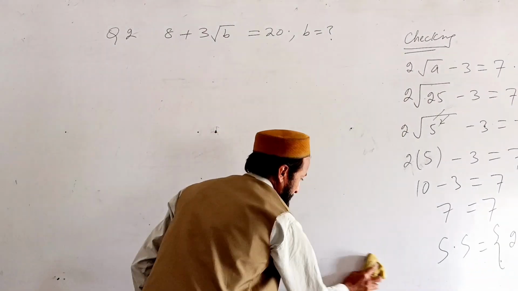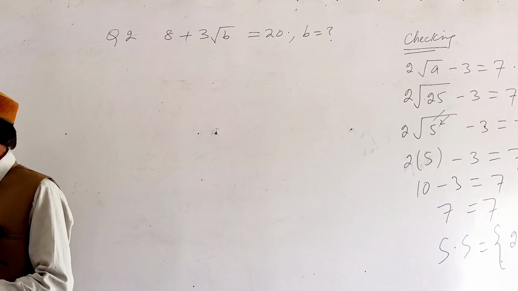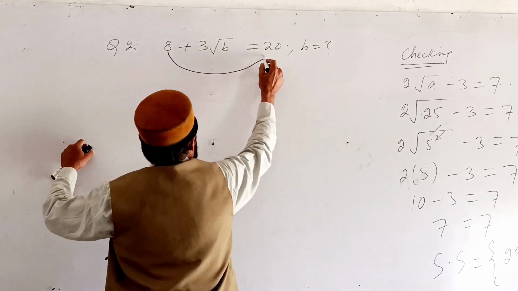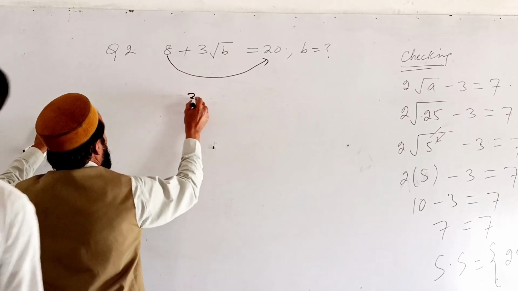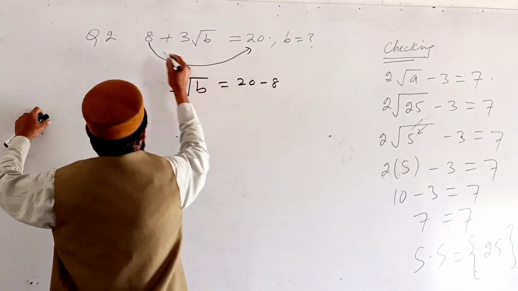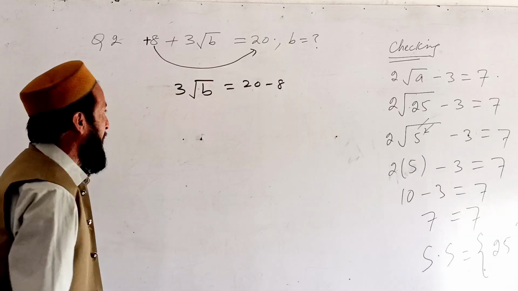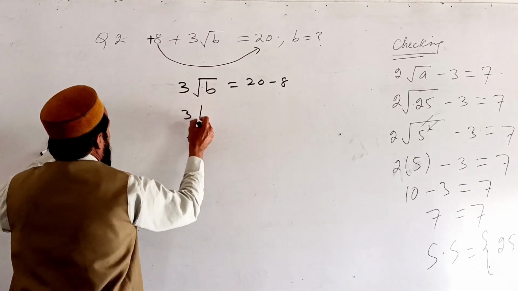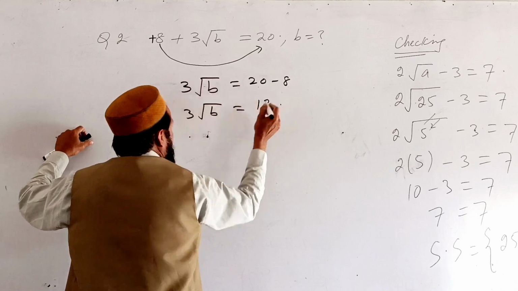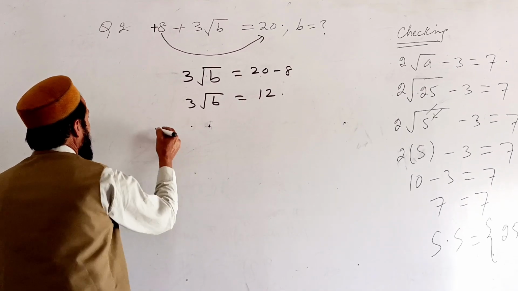So now we try to separate the variables and constants from each other. 8 is a constant, we transfer it to the right side, and its sign is also changed. 3 under root b is equal to 20 minus 8. Now we subtract: 20 minus 8 is equal to 12. Now dividing both sides by 3.